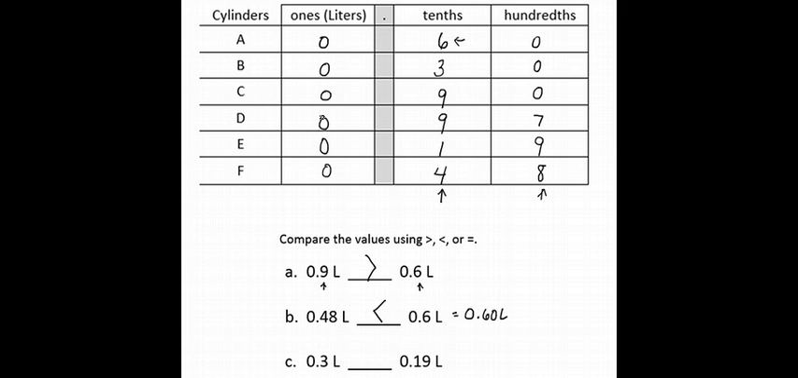And my last question shows 3/10 of a liter, that would be cylinder B, compared to 19 hundredths of a liter, which would be cylinder E. Cylinder B has 3/10, and we're comparing that to 1/10 in cylinder E. Cylinder E also has 9 hundredths, so we can call that 19 hundredths compared to cylinder B, which would be 30 hundredths. 30 hundredths would be more than 19 hundredths, so we would use the greater than symbol there.